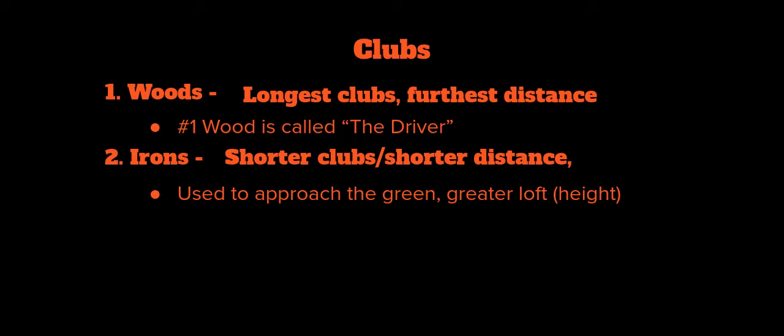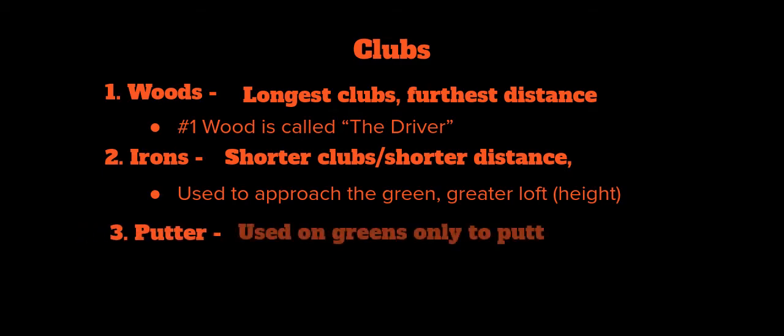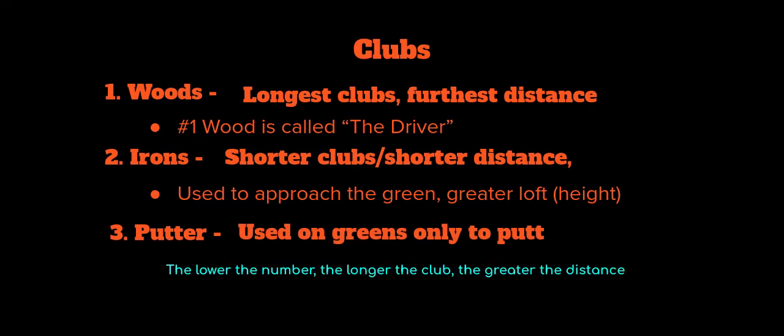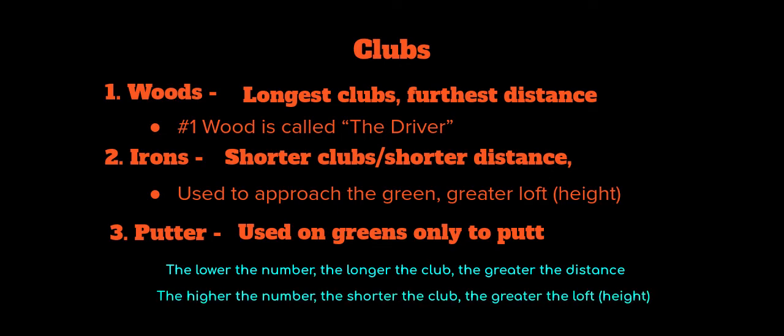Irons are shorter, but they have greater loft. They have an angle on the club head, so that would be for a greater height. And then finally, you have your putter, which is flat edge, and you use that on the greens only to putt. So to remember, the lower the number of your club, the longer the club, the greater the distance. So a number 1 wood is longer than a number 3 wood. A number 3 iron is longer than a number 9 iron. And then the higher the number, the shorter the club, but the greater the loft or the height that the ball will travel.